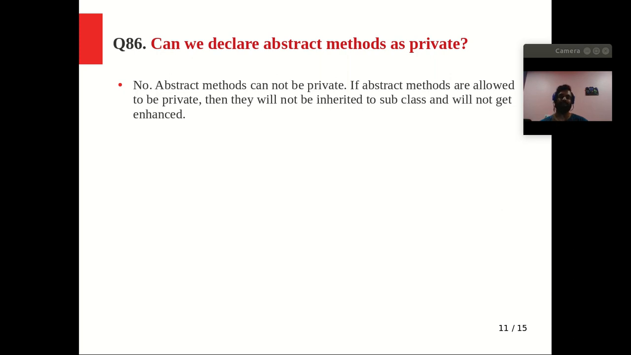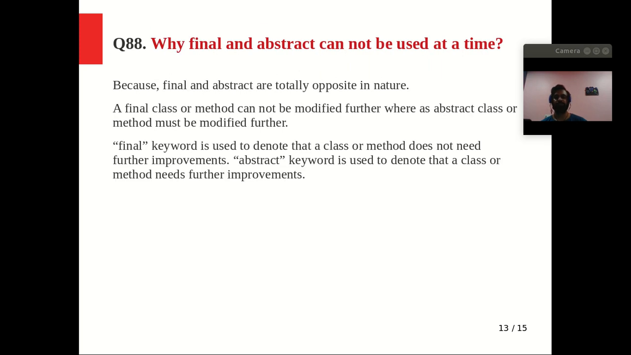If we mark that as private, then it will not get inherited by the subclass, and the implementation of that abstract method cannot be provided. So that's why we cannot declare an abstract method as private. Now let's move to the next question: why can't final and abstract be used at a time?